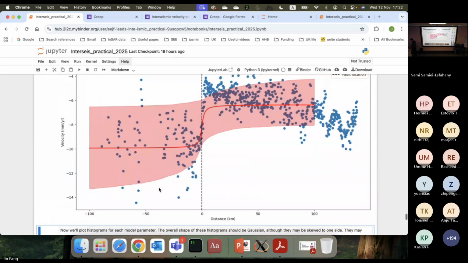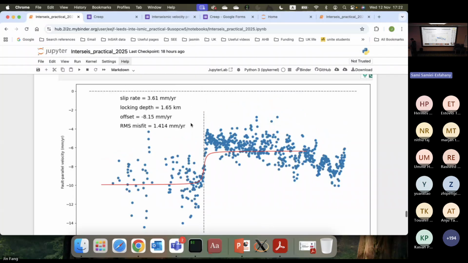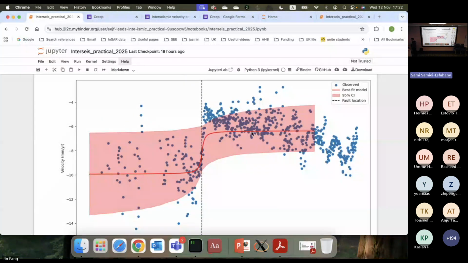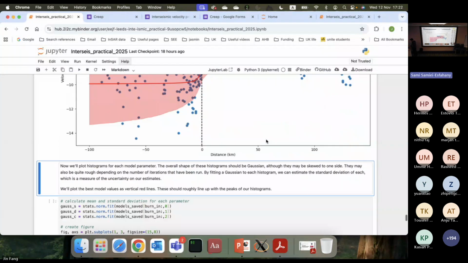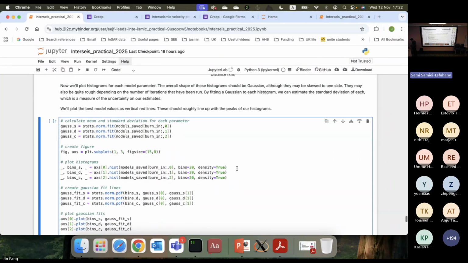So it's still not a perfect match because we are only searching for three parameters: slip rate, locking depth, and offset. We would need a more accurate functional form for the Bayesian inversion. So this is just a simple example. And now let's plot histograms for each model parameter.